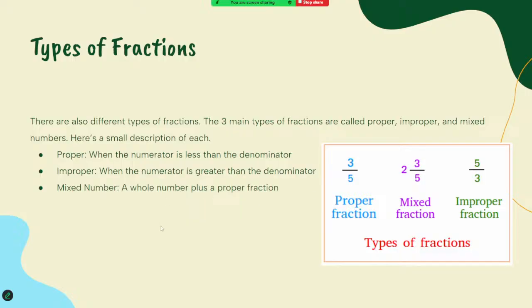An improper fraction is when the numerator is greater than the denominator. These are more irregular and you don't see them often. These improper fractions can actually be converted to mixed fractions, but that's a subject we won't be going over today. A mixed number, on the other hand, is a whole number plus a proper fraction. 2 is the whole number, and 3/5 is the proper fraction.